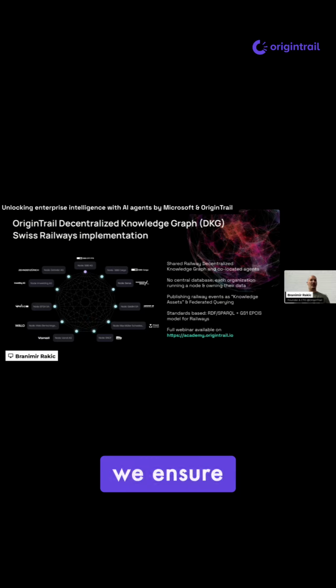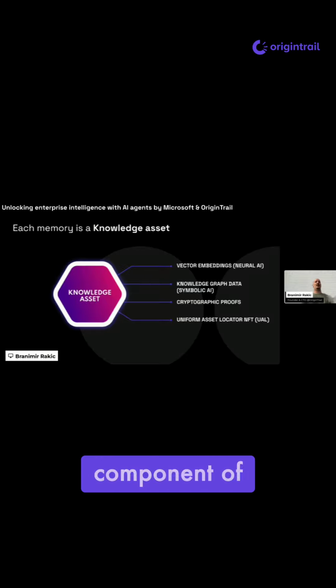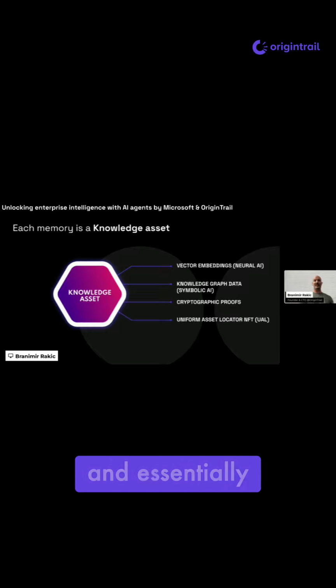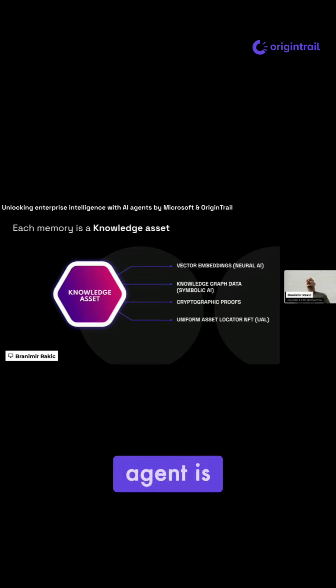How do we ensure trust? This is the key component of OriginTrail. It's called a knowledge asset. Everything is a knowledge asset. And essentially, each memory of an agent is a knowledge asset in our world. What is it? It's a new type of data structure, it's obviously very generic.